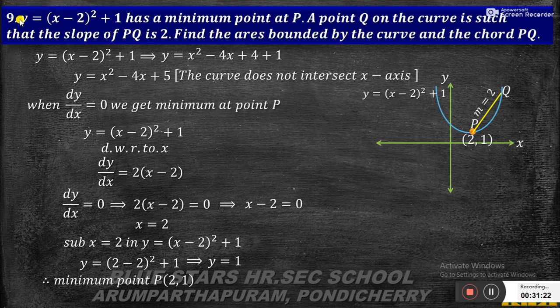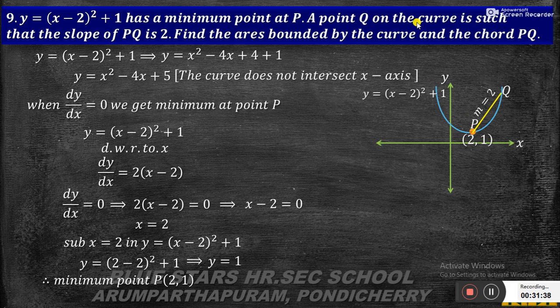So, ninth problem. Here, ninth problem: y equal to x minus 2 whole square plus 1 has a minimum point at P. That means this curve has a minimum point at P. This is the point P. At this point it has a minimum.